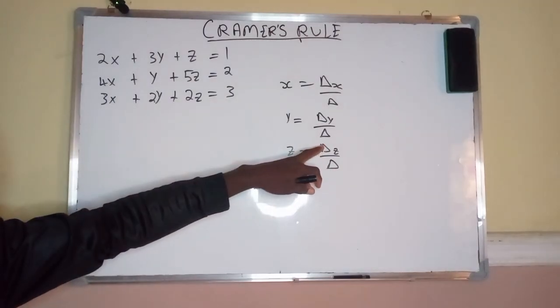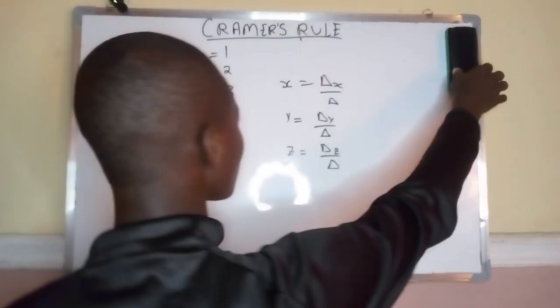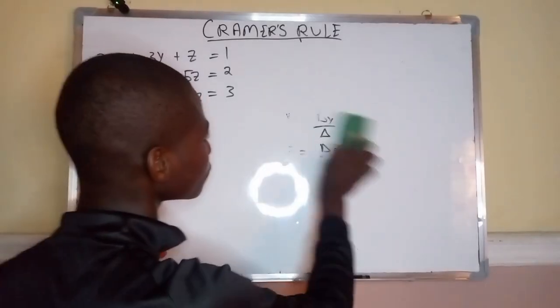So therefore, how can we find the determinant? And also, how can we find the determinant of z? And also, how can we find the determinant of x? So let's see how we can do that.